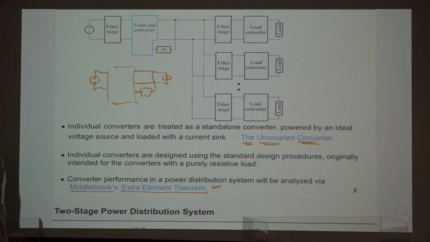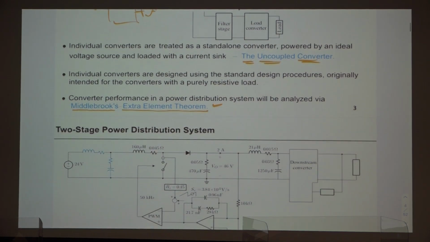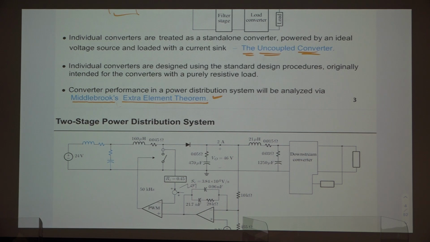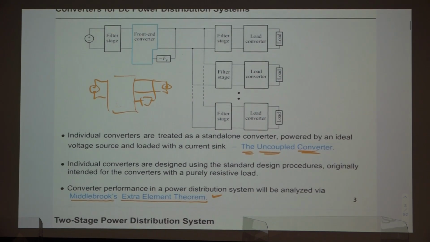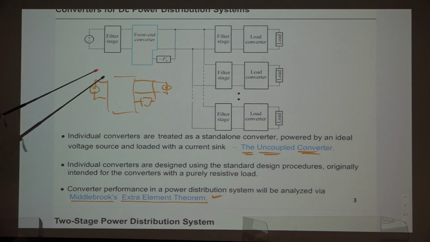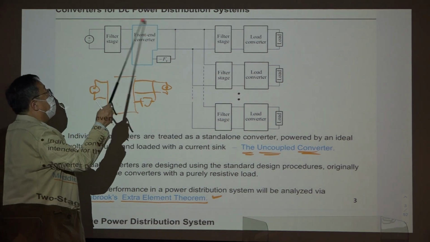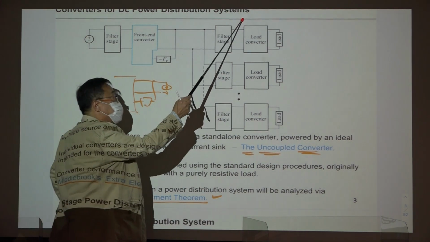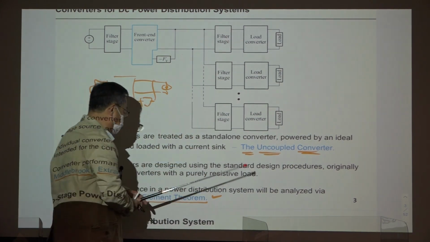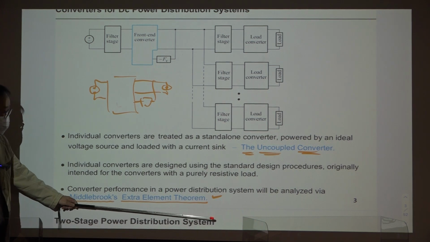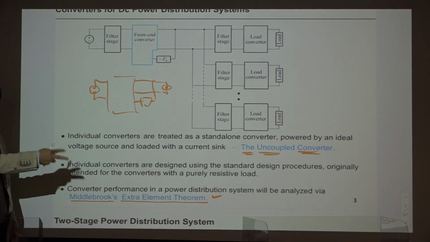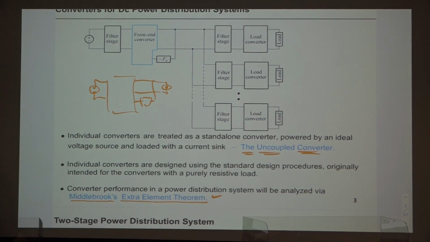That's very good news. Finally, you use Middlebrook's extra element theorem to evaluate the performance of converters in this real operational situation: load coupled case and source coupled case. So this is the key thing, the extra element theorem. All this business is related to Dr. Middlebrook's work, basically.